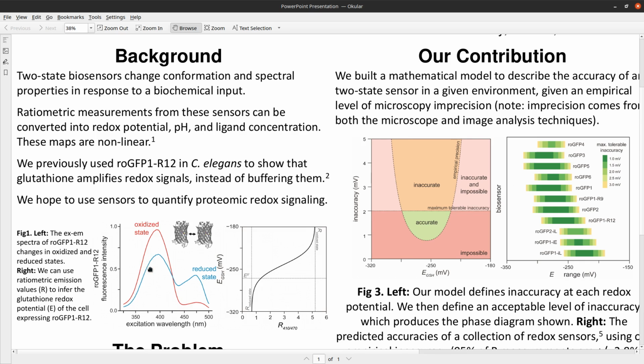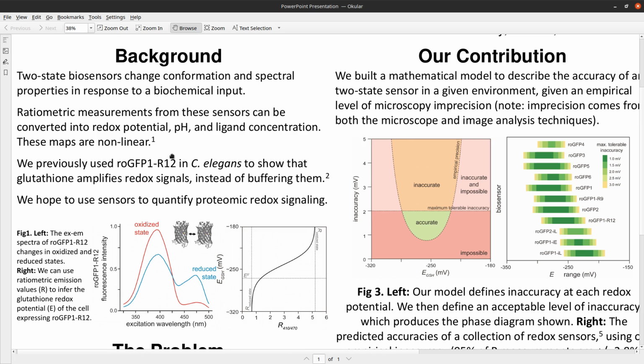So with these types of sensors, you make a ratiometric dual excitation or dual emission measurement, which we call R. For many experiments, you can just report R, but you can also go further and convert that into a biochemical value, like redox potential in millivolts or pH or molar ligand concentration. And that's often useful for the same reason why it's useful to convert the amount of mercury in a thermometer to a standard unit like Celsius.